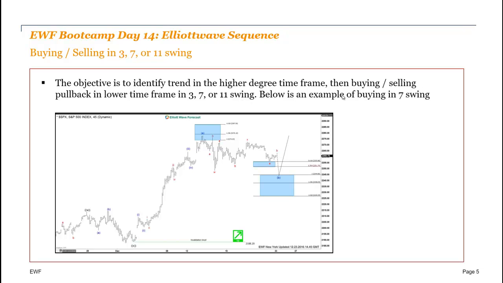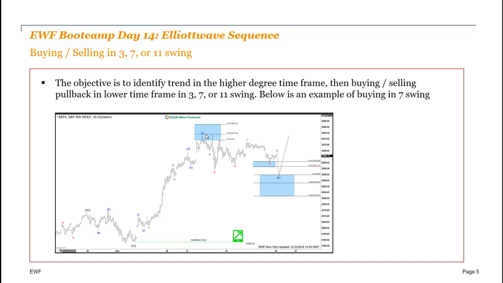Below is an example of buying in 7 swing. You can see this is an SPX chart, for example. Let's say we identify SPX is bullish in the higher degree. So in this particular case, we see this leg 1, 2, and then 3, right? So we are trying to buy the 3 swing equal leg at the 100% level, buying here for the next leg higher. That's what we usually do in the live trading room as well.